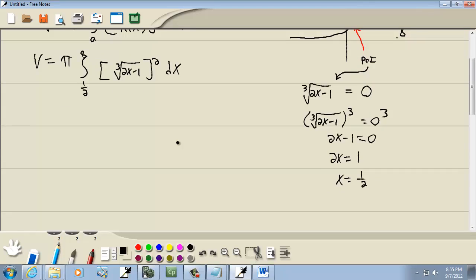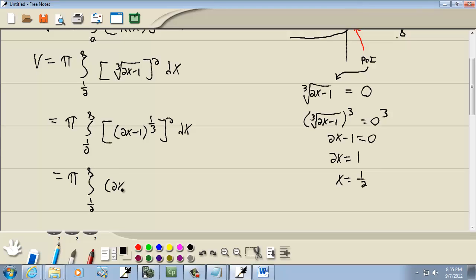Okay. So 1/2 and 8. Now we rewrite this as 2x minus 1 to the 1/3 power. Remember, we don't like radicals for the most part when we're dealing with the integrals, so we rewrite it. And we're raising 1/3 to the second power. So that's going to become 2x minus 1 to the 2/3 power dx.